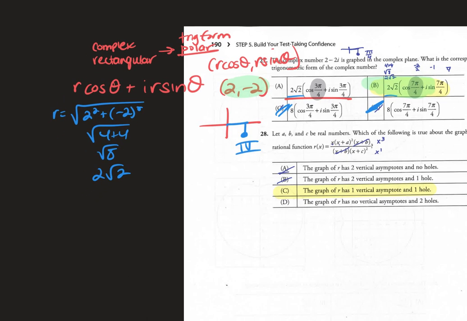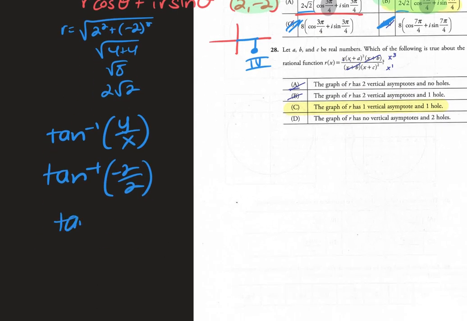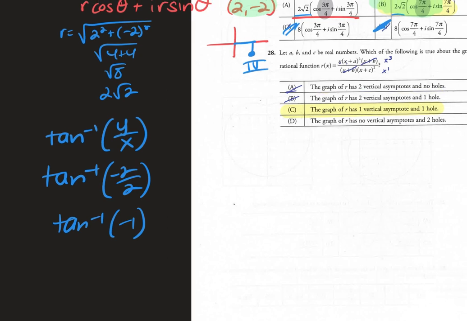But let's say that there were mixed angles in there. I want to do tan inverse of y over x. So I do tan inverse of negative 2 over 2, which is tan inverse of negative 1. And where on your unit circle is tangent negative 1? Second quadrant, fourth quadrant, at the pi over 4. We already know it's fourth quadrant, so we pick the pi over 4 in the fourth quadrant, which is 7 pi over 4.